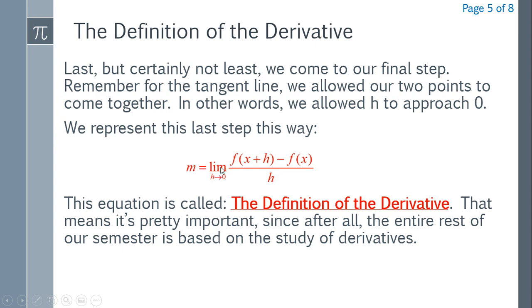Slope m is equal to the limit as h approaches 0 of f of x plus h minus f of x, divided by h. This equation is called the definition of the derivative. That means it's pretty important, since the entire rest of the semester, and if you're going into calculus next year, is going to be based on the study of derivatives. So that definition is very important.